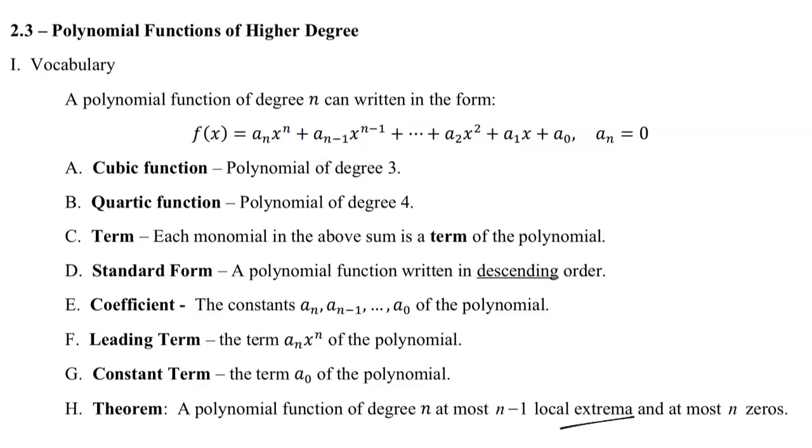And so that means that, for example, if I have a polynomial function of degree 7, then that polynomial can have at most 6 local extrema. It might have less, but it cannot have more than 6. And it's going to have at most 7 zeros. It might have fewer than 7. It might have equal to 7, but it cannot have more than 7.